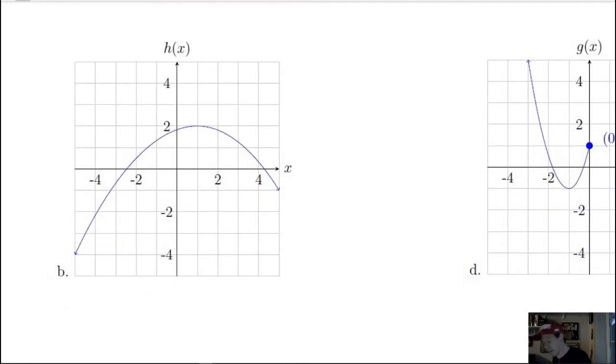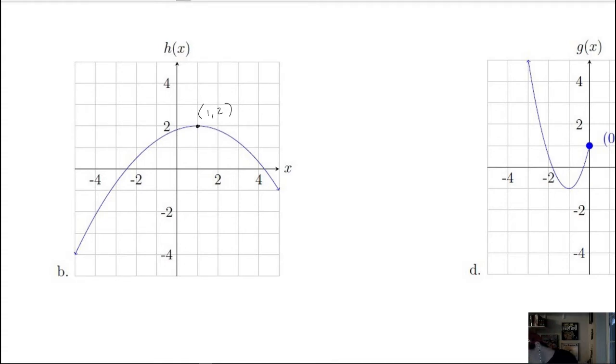Here we have a downward facing parabola. It has a vertex at the point 1, 2 that's included as part of this function. And then it keeps going down forever in both the left and right directions. There's no end points to this parabola. It's continuing on forever, to the left, downward, and to the right, downward.